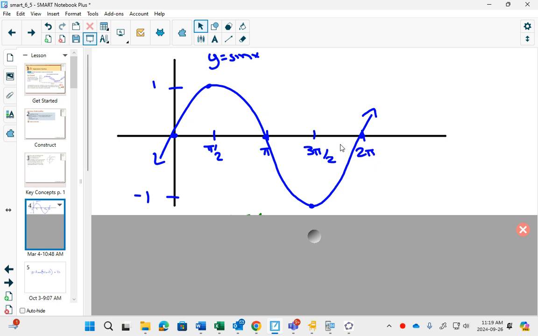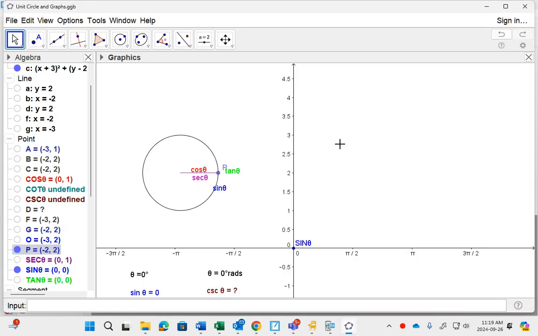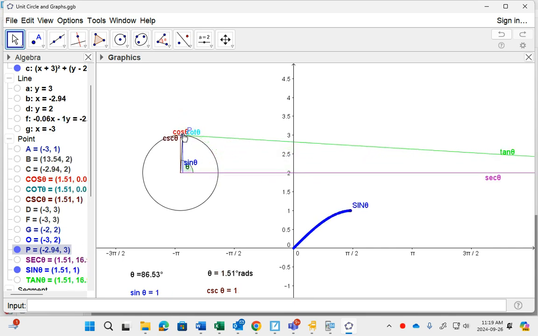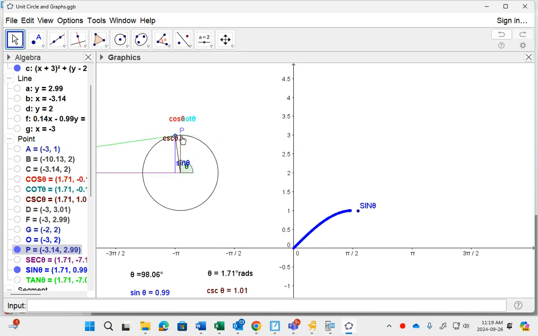In fact, we can see this. We've got a little unit circle here. And I'm going to look at sine first. Sine is the y-coordinate. So if I grab this little point P on my unit circle, can you see that as I go up, the blue line, which is your y-coordinate, is getting bigger? And it's getting bigger and bigger and bigger until it gets to 1. And then it gets smaller, but it's still positive.